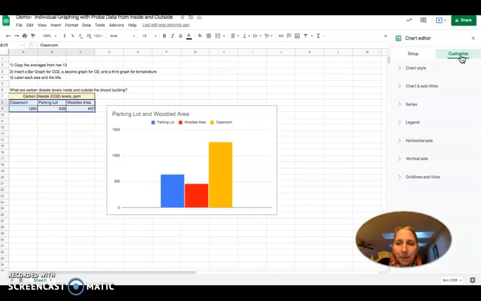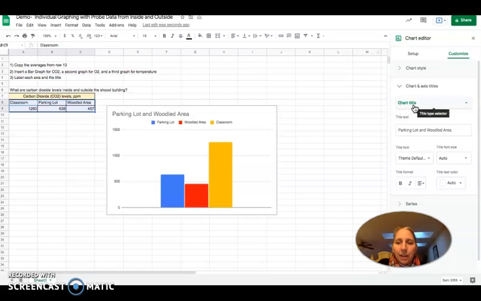So go to Customize here and Chart and Axis Titles. Chart title is the first one that we can edit. So let's put in the chart title of carbon dioxide levels inside and outside the school. So I've typed that in here, and you see that it appears in the title.